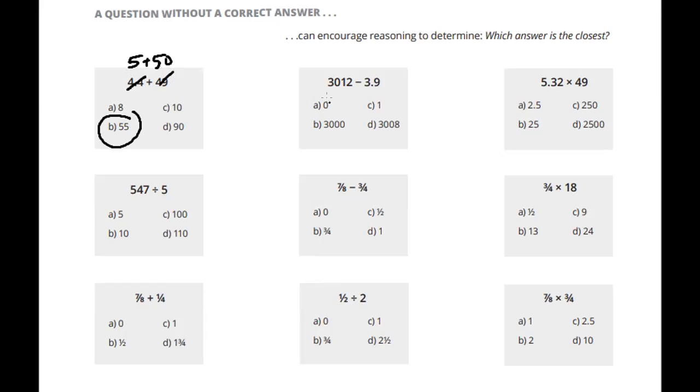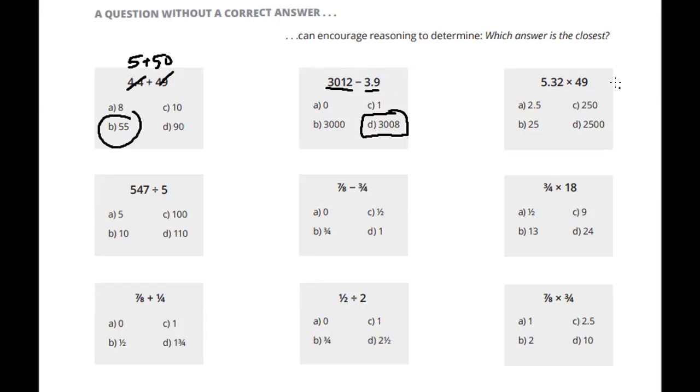Okay, so don't give me an exact answer on this next one. I want you to estimate. Just tell me A, B, C, or D. Which one's closest? C. Okay, so 3012 minus 3.9. I just round that to 4. 3012 minus 4 is a little bit less than 3012, but not quite down to 3000. So he is correct. This is a good answer.